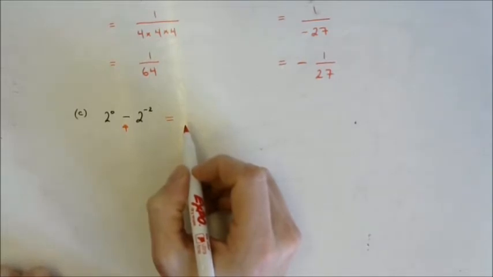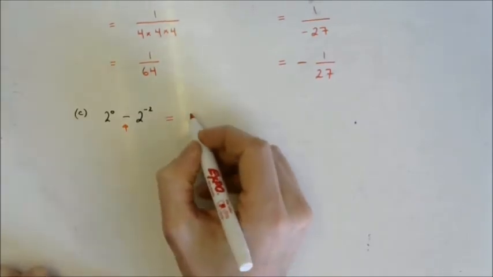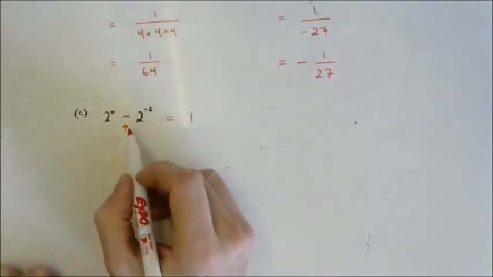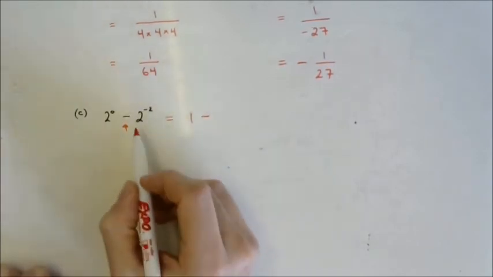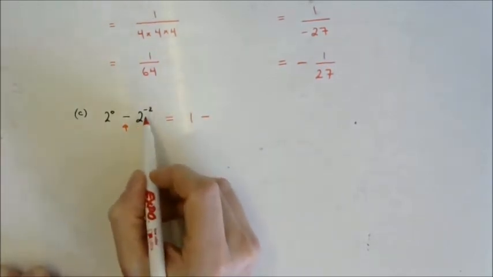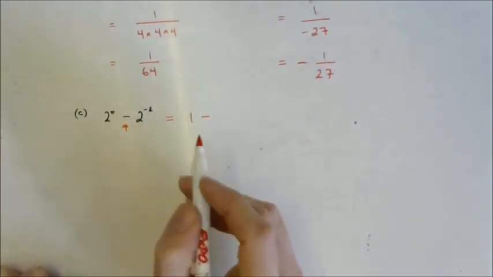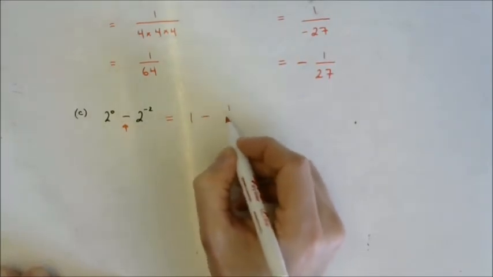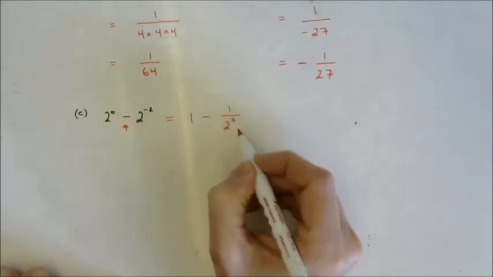Anything to the power of 0 is 1. So what's 2 to the power of 0? 1. Now we have a minus, and then we have 2 to the power of negative 2. Well, I can express that as 1 over 2 to the power of positive 2.